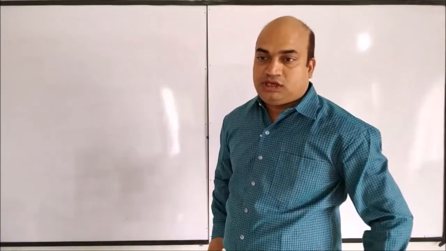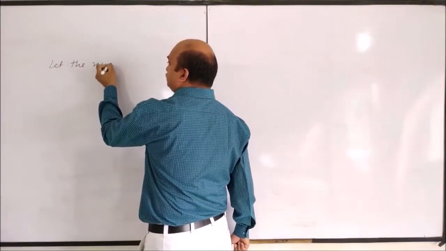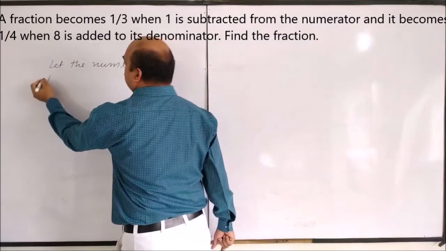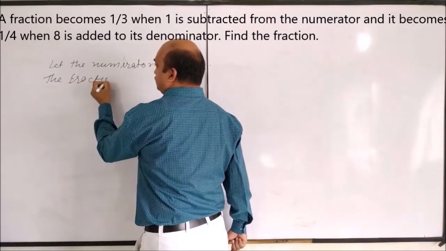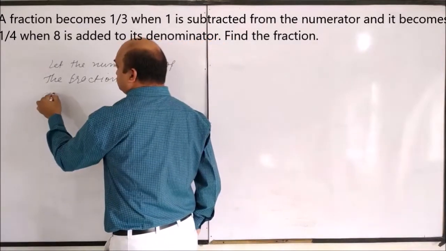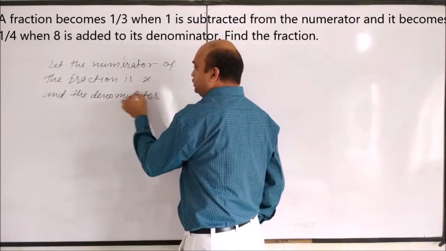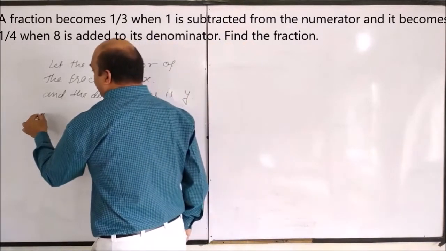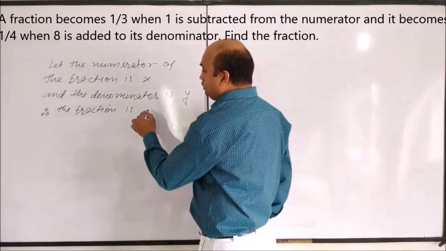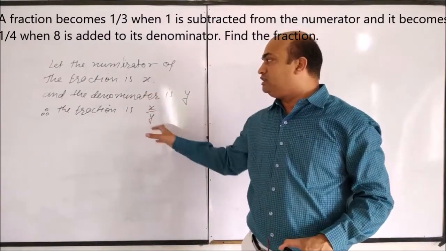A fraction becomes 1/3 if 1 is subtracted from the numerator. You see, we will consider, let the numerator of the fraction is X, and the denominator is Y. Therefore, the fraction is X upon Y. We consider the numerator of the fraction is X and denominator is Y, then the fraction will be X upon Y.